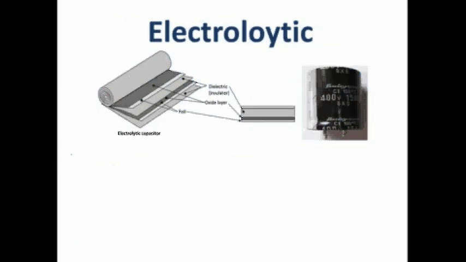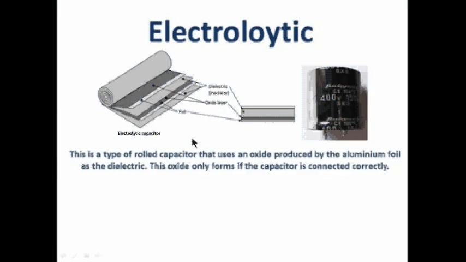Electrolytic capacitors are a type of rolled capacitor, but they use a different type of dielectric. They use an oxide layer. Now this oxide layer only forms when the capacitor is connected correctly. So if you look at this capacitor here, you see the negative sign here. This is the negative sign of the capacitor, this is the positive.